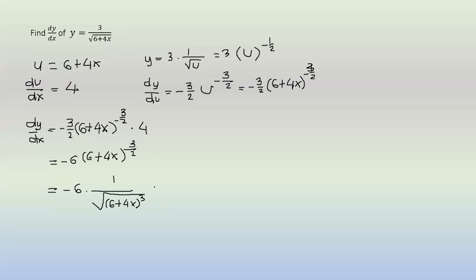Okay, and negative 6 times 1 equals negative 6 over the square root of (6 plus 4x) cubed. So this is the first derivative of this function. All right, let's move to the next problem.